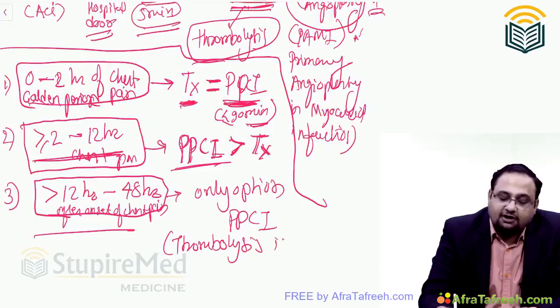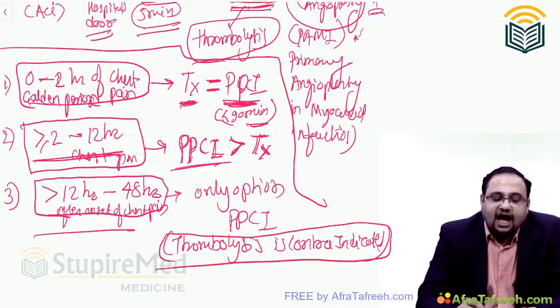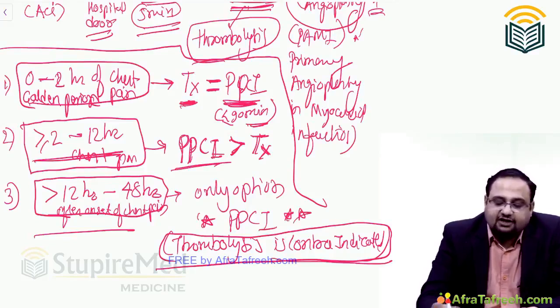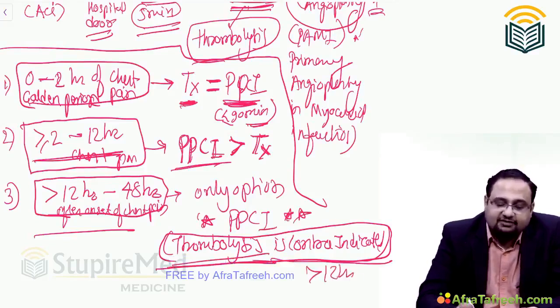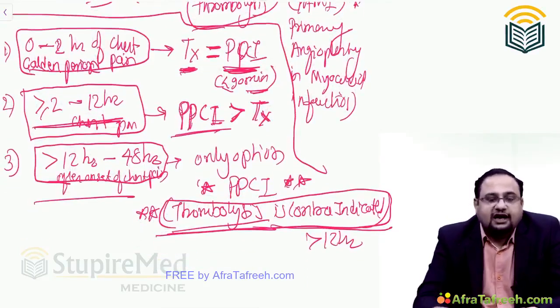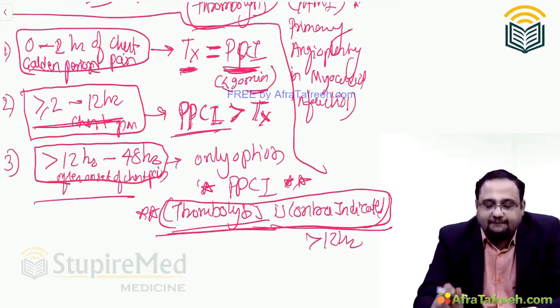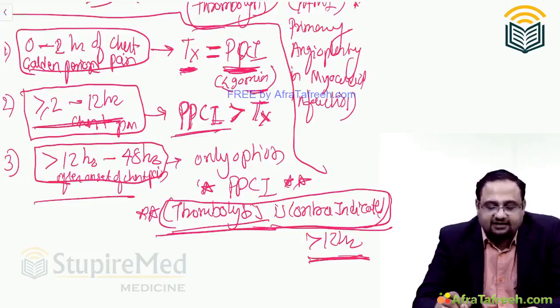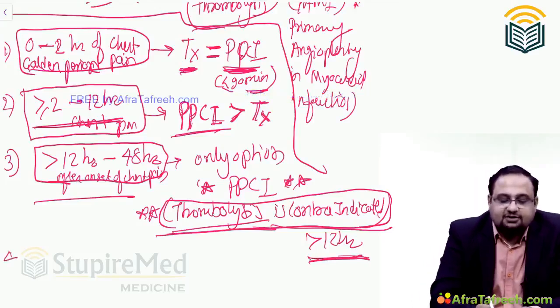Thrombolysis is contraindicated. भले ही 90 मिनट्स में एंजियोप्लास्टी नहीं होगी, तब भी after 12 hours primary angioplasty is the only option one should have. Thrombolysis is contraindicated after more than 12 hours. Kindly remember this, very important MCQ. Of course, thrombolytic agents cannot be given in absolute contraindications, but thrombolysis is also contraindicated if it is more than 12 hours.